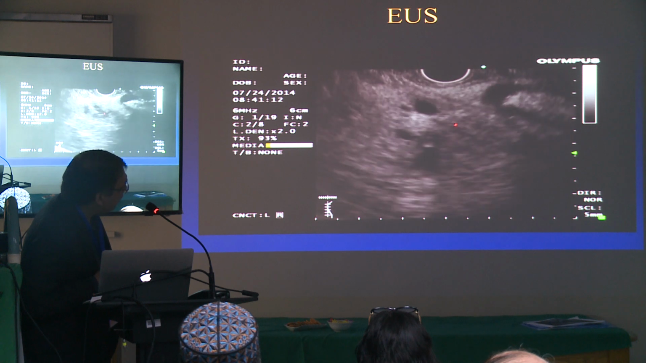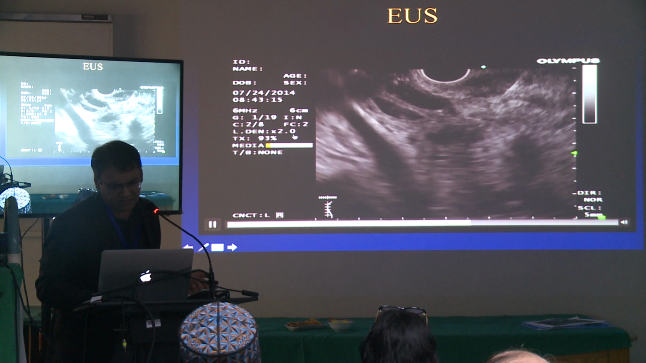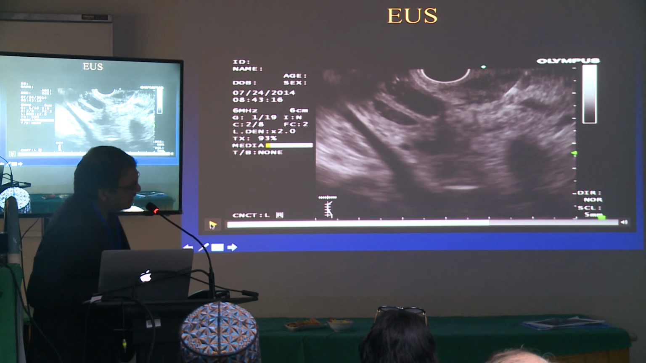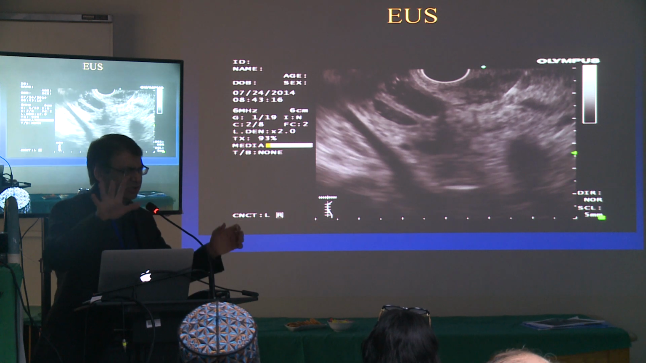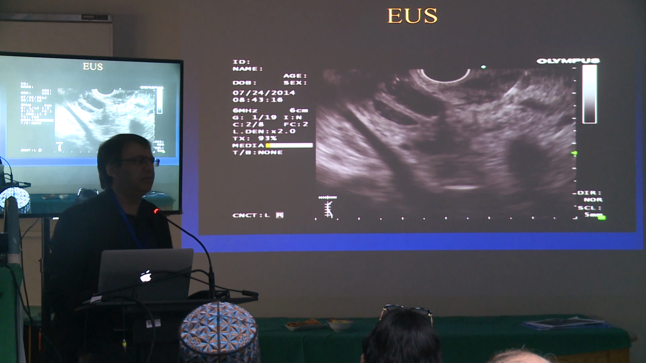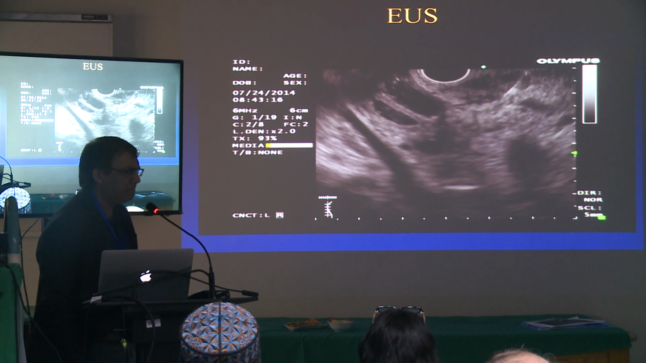And so what do you think, what is that? Is it a mass? Is it just an artifact? What does it look like to you? So a mix of fluid and some solid, okay. So where did that fluid come from?